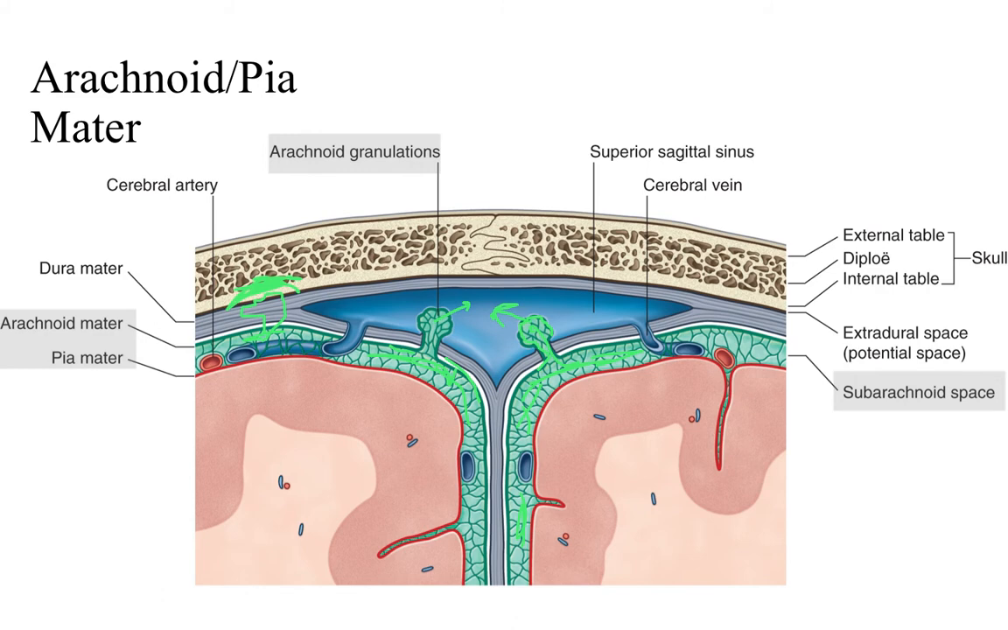And just underneath the arachnoid layer and the subarachnoid space will be this red layer right here, and that would be the Pia Mater. That is directly on the brain, sitting on the surface of the brain, highly vascularized, and an entry and exit point for blood vessels within the brain.